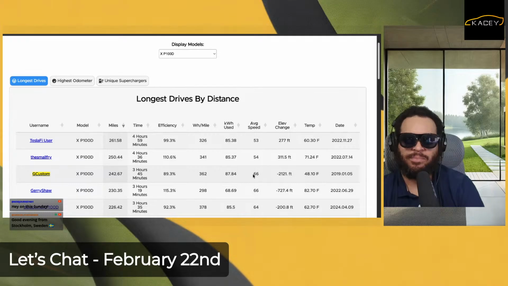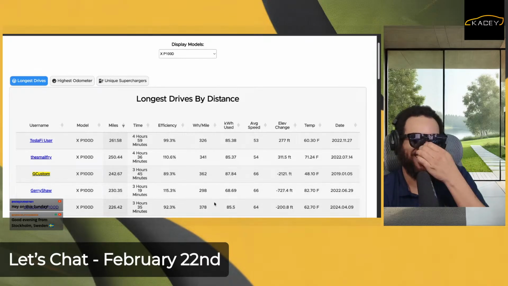Average speed of 66 miles per hour. I used 87.84 kilowatt hours. My battery doesn't even hold that anymore, so clearly I drove to 0. Watt hours per mile was just 362, which is high for me, but not for that temperature. And let's see, an efficiency of 89.3%. I went 242.67 miles. Look at that.